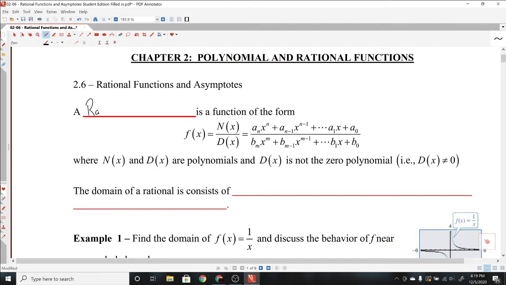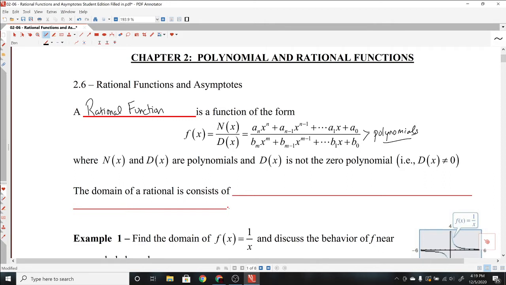A rational function is a function of the form f of x equals, and then you have just a ratio of two functions, a numerator function, if you will, and a denominator function, where both of these are just polynomials. So again, it's just a ratio of polynomials. That's all a rational function is. So where n and d are polynomials, and d of x is not the zero polynomial, which means d of x cannot be zero. Again, can't divide by zero.